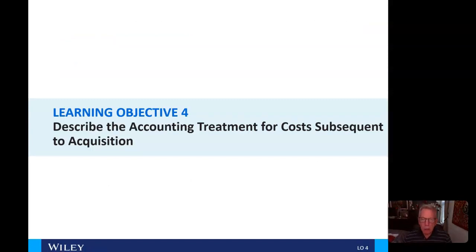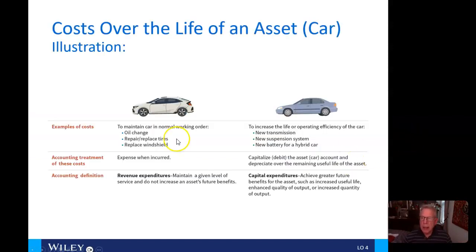Now we'll describe the accounting treatments for costs subsequent to acquisition. And here we have oil changes, repairs, replacing tires, replacing windshield wipers or windshields if they get cracked, that kind of thing. We're going to expense that when it's incurred. Yes, it does help maintain the car in working order, but just that. It maintains the normal working order.